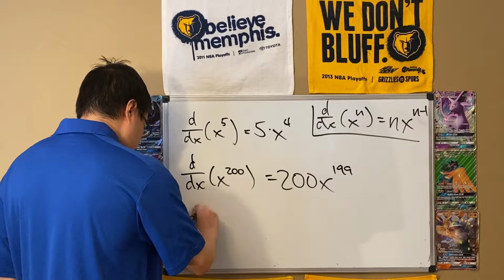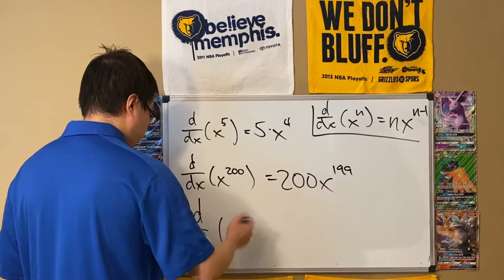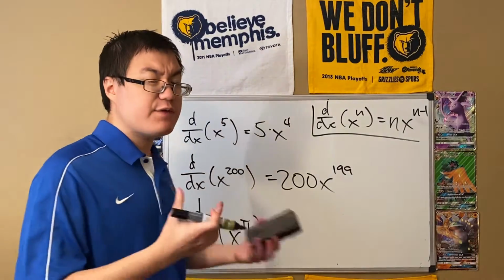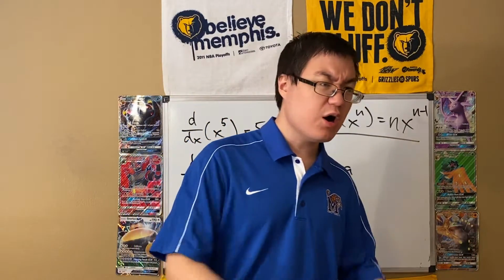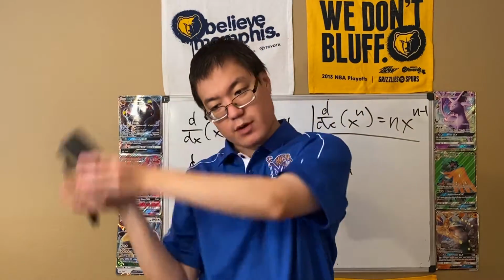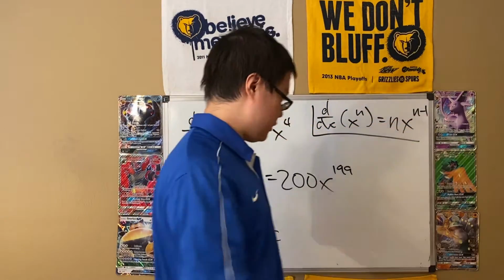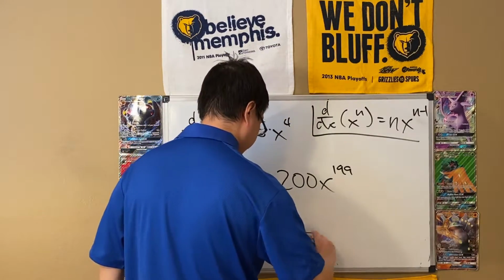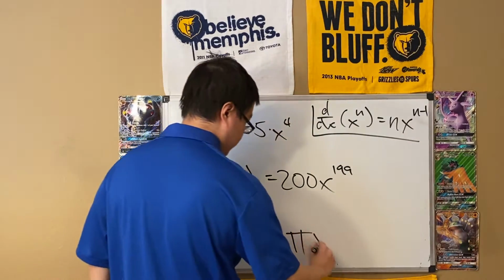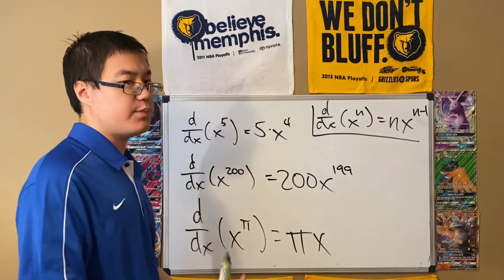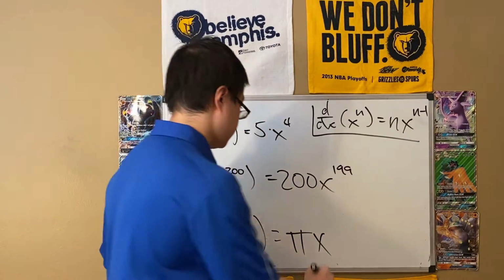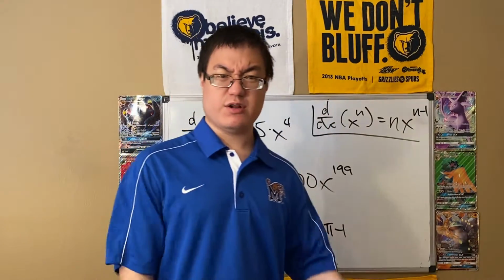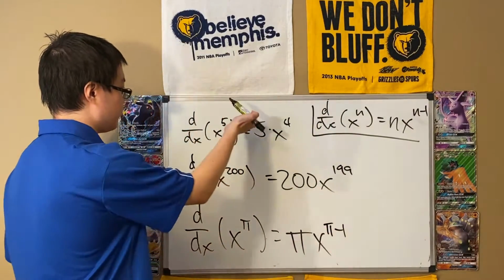So let's say we have the derivative of, for example, x to the pi. Well, what's this derivative? Again, even if pi is a little bit weirder of a number, all you do is you take the exponent, bring it to the front, and subtract 1. So in this case, we're going to bring the pi to the front right there. We're going to write x, and then our new exponent is going to be pi minus 1. We don't know what pi minus 1 is, so we're just going to leave it as pi minus 1. But hopefully you see how easy this is.